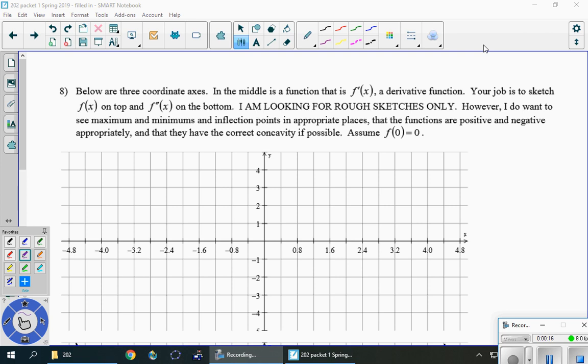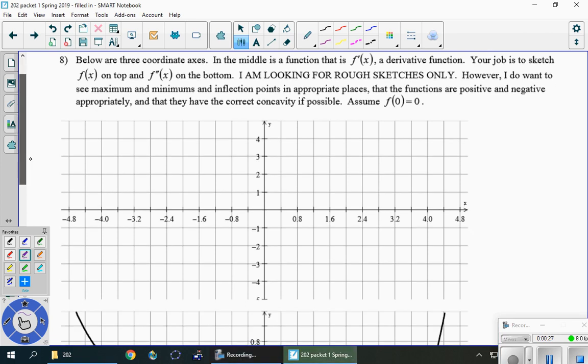However, I do want to see maximums and minimums and inflection points in appropriate places, that the functions are positive and negative appropriately, and that they have the correct concavity. If possible, assume f of 0 equals 0. So let's start in the middle.